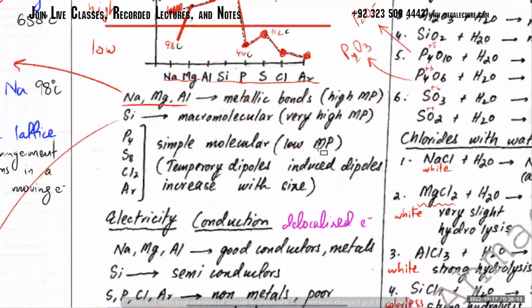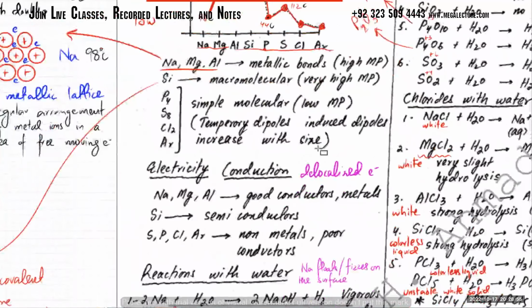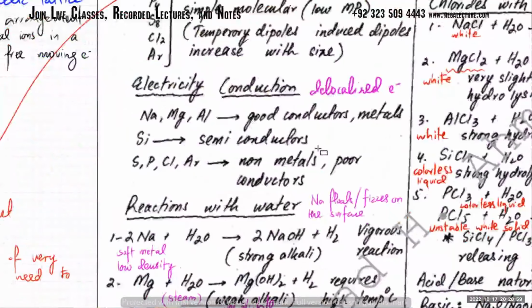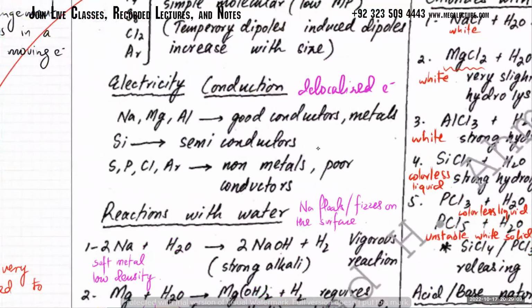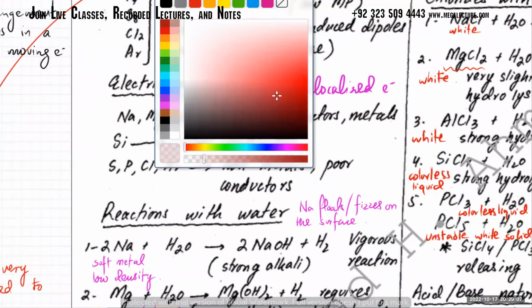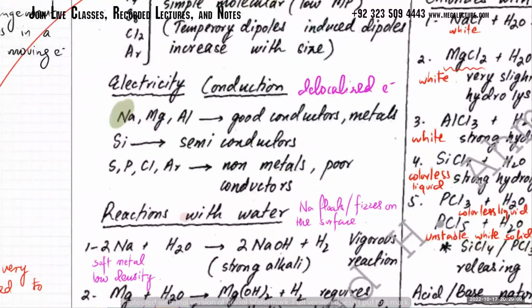So that's all about explaining the melting points. Then we've got electricity conduction. So who's going to conduct electricity? The first three will conduct electricity. You've got sodium, magnesium, and aluminium. They are the ones that will conduct electricity very well.